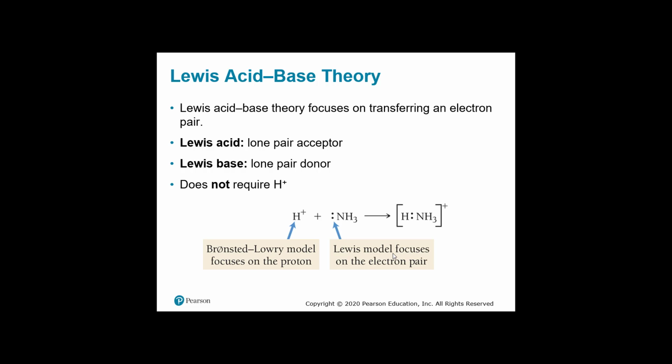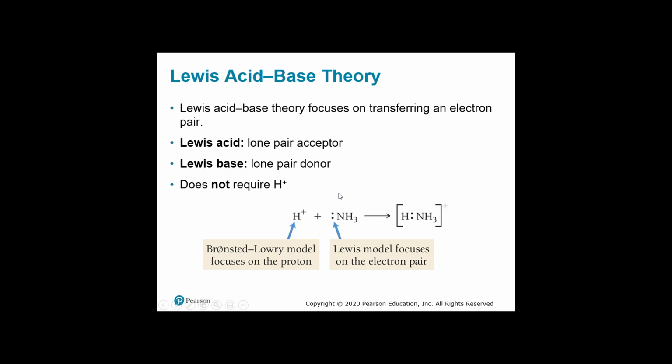This expands on top of the Bronsted-Lowry model, which enables other compounds that normally wouldn't qualify under Arrhenius and Bronsted-Lowry, but will qualify under Lewis acid-base theory. So Lewis acid-base theory focuses on the transferring of an electron pair. So this has to do with the electron pair here. Bronsted-Lowry focuses on the proton and where the proton starts and where it finishes, but the Lewis model focuses on an electron pair.